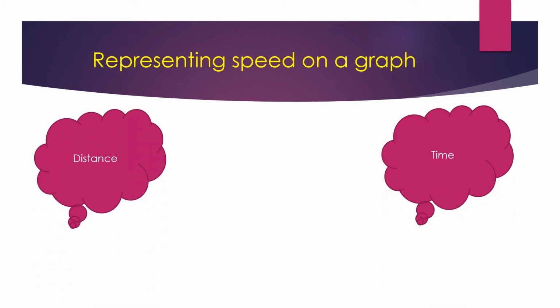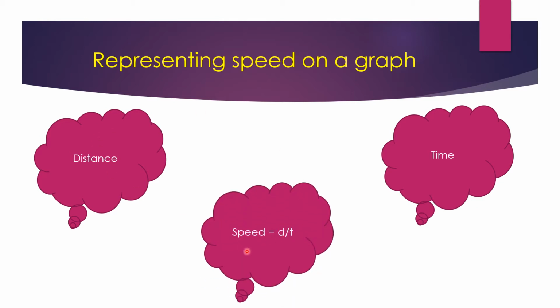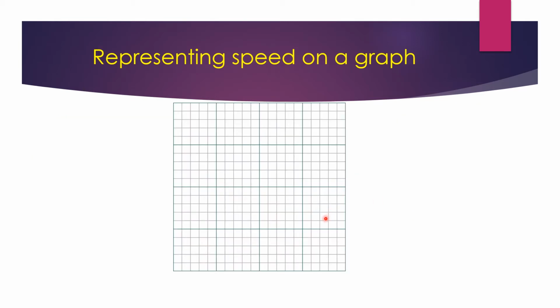Okay, we will focus on the graphic representation of speed. Let me remind you that the two factors that affect speed are distance and time. How are we going to put these two factors on a graph? Speed equals d over t, the two factors. If we want to represent the speed on a graph, we will put the distance on the y-axis and we will put the time on the x-axis.